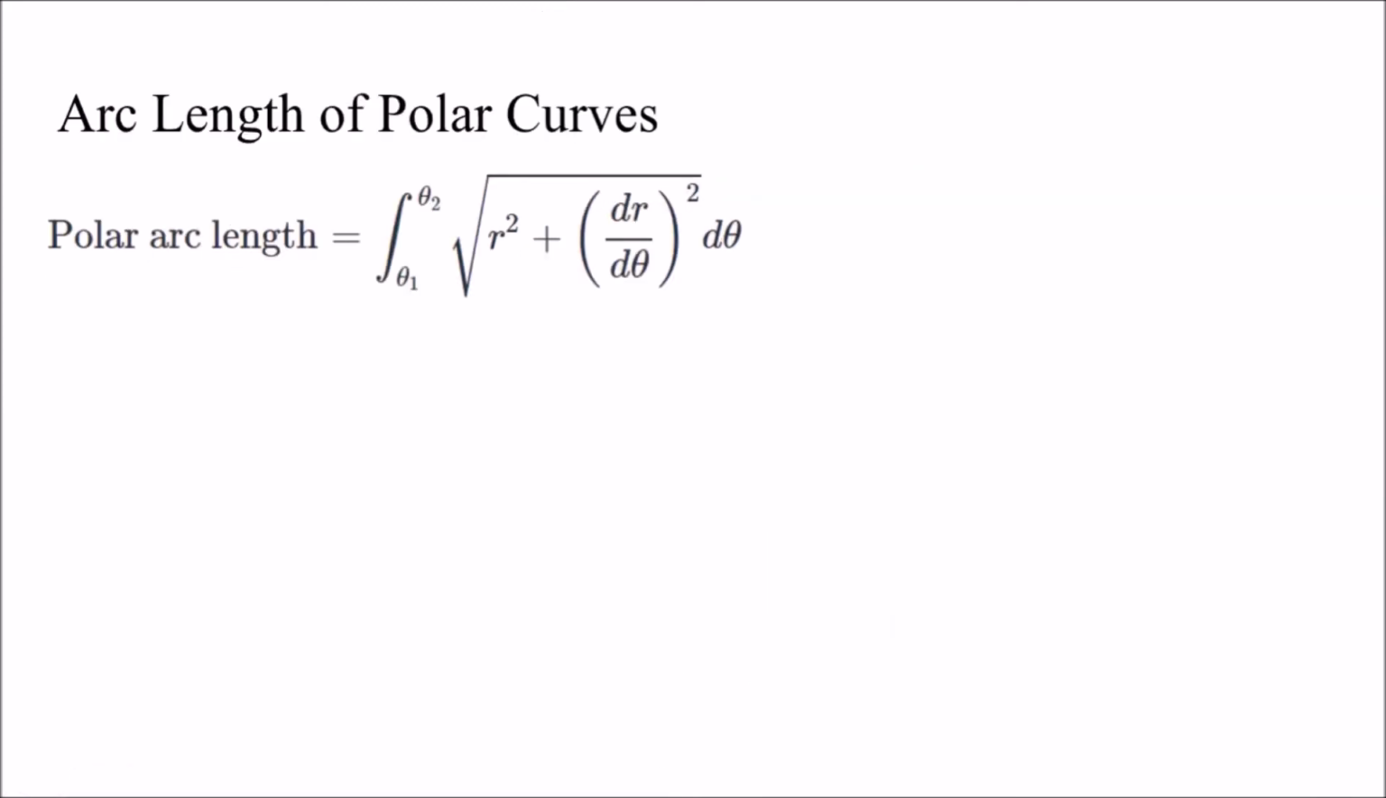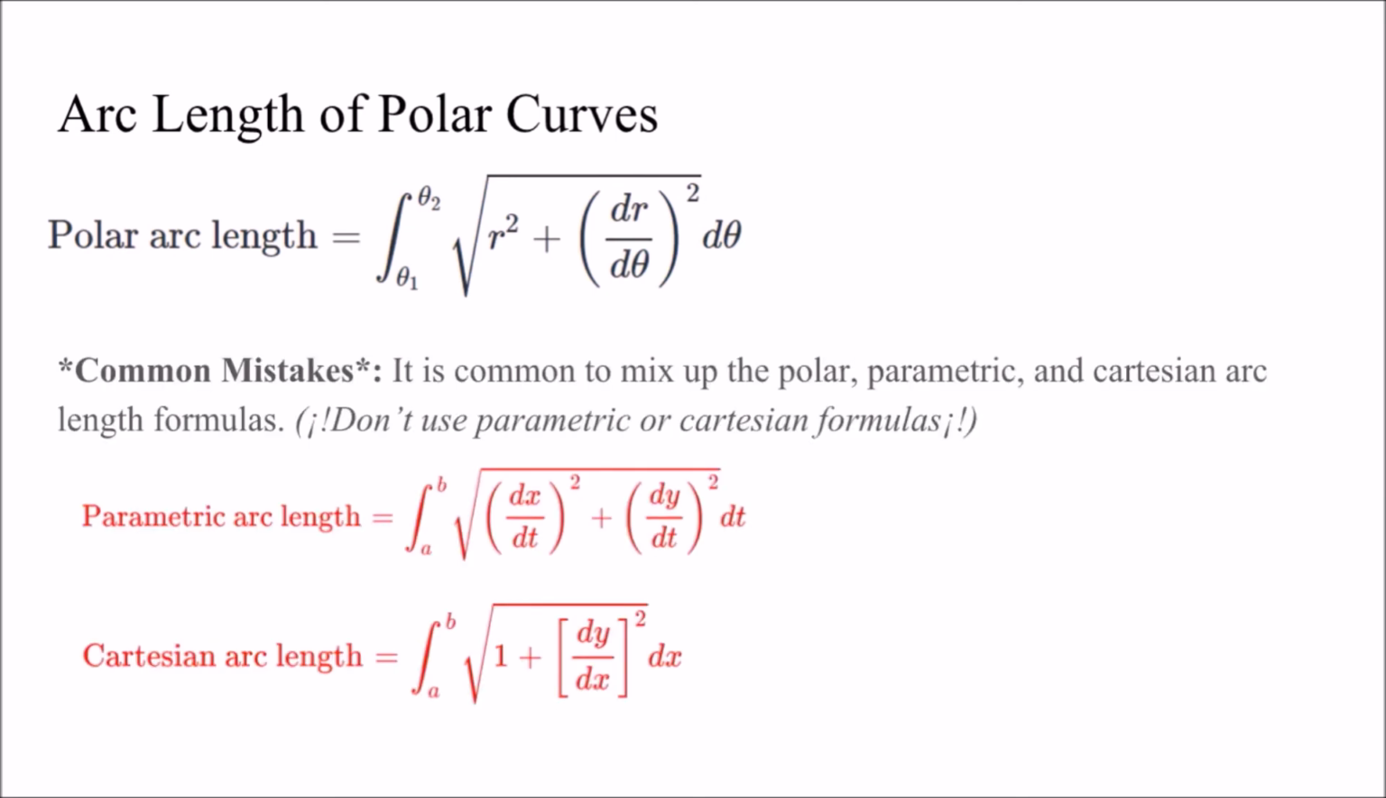Moving on, we have the arc length of polar curves. The arc length of a polar curve is the integral from theta 1 to theta 2 of the square root of r squared plus (dr d theta) squared. Common mistakes include mixing up the three different arc length formulas. However, it is important not to mix them up because they have different values.